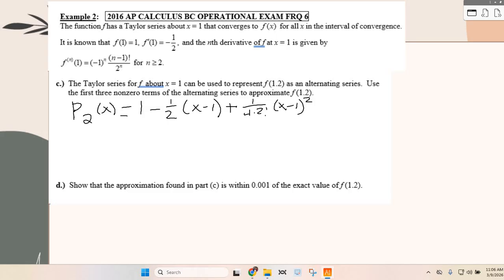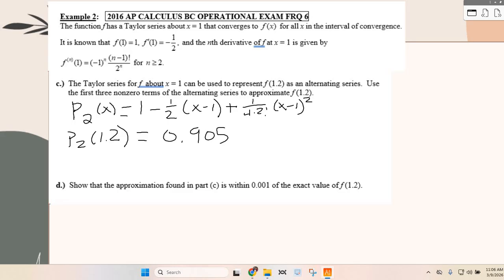Are you with me there? Now what are we trying to approximate? 1.2. So I'm just plugging in 1.2 to all of that. Agree? And we should get 0.905.